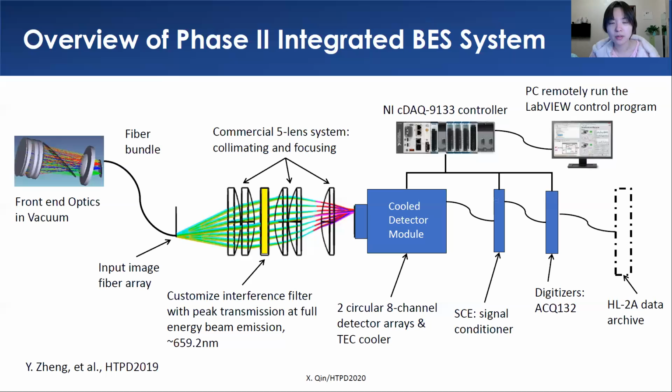Here is an overview of Phase 2 integrated BES system. The light is collected by the front-end optics and transferred through a fiber bundle to the commercial 5-lens system. And then the light is focused onto a detector module, which is controlled by the signal conditioner, and the data is aggregated by a digitizer. This process can be remotely controlled by a LabVIEW program.